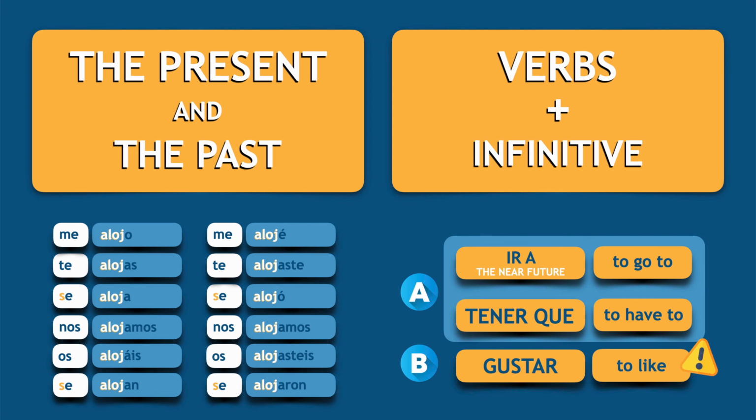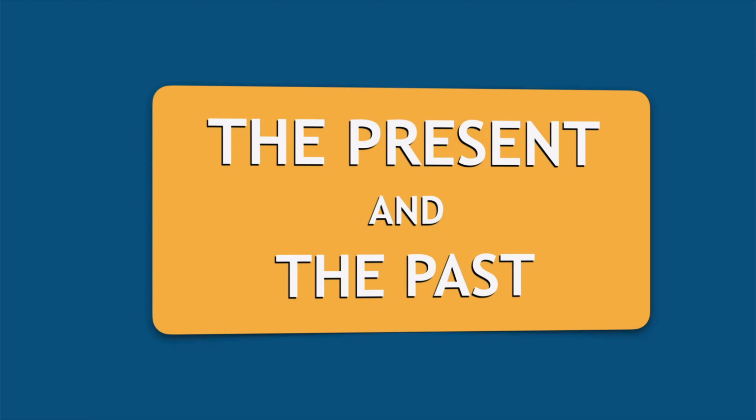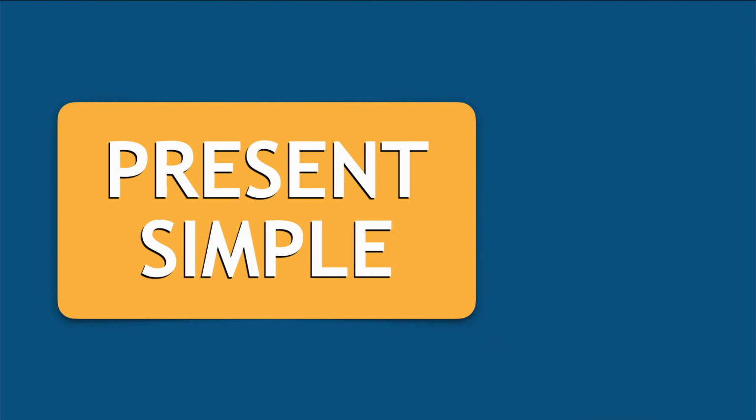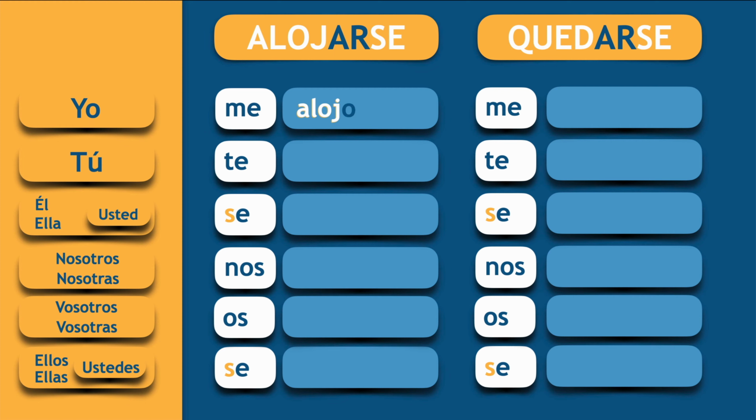Now the verbs. The present and the past. Let's see how to do the present tense. Yo me alojo. Tú te alojas. Él, ella, usted se aloja. Nosotros, nosotras nos alojamos. Vosotros, vosotras os alojáis. Ellos, ellas, ustedes se alojan.